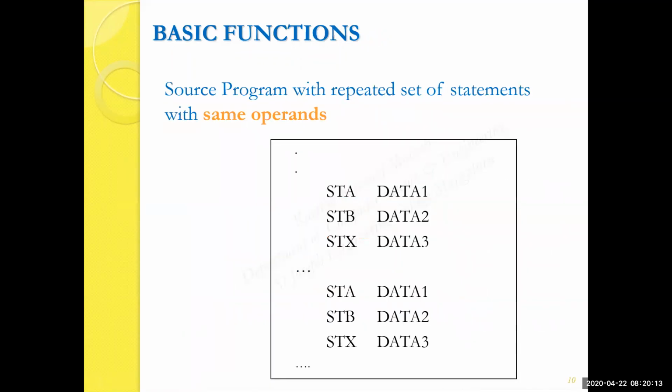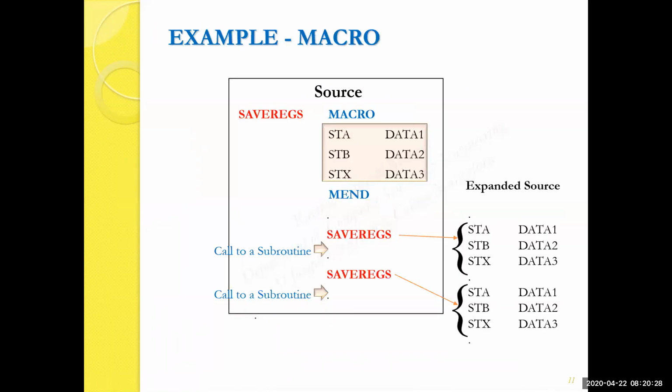So in this example, we have a set of 3 instructions, that is STA, STB, and STX to be generated. So this set of statements can now be incorporated into a macro definition by placing them immediately following the directive MACRO. All the statements that follow MACRO till MEND indicate the body of the macro. The body of the macro represents the set of statements that would be generated as a part of macro expansion.